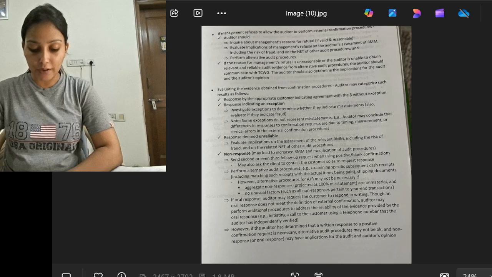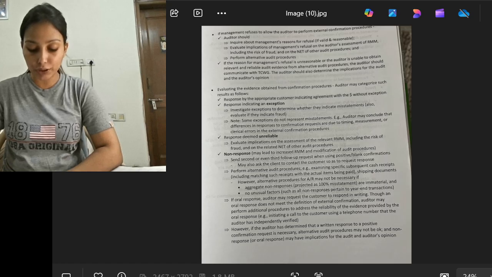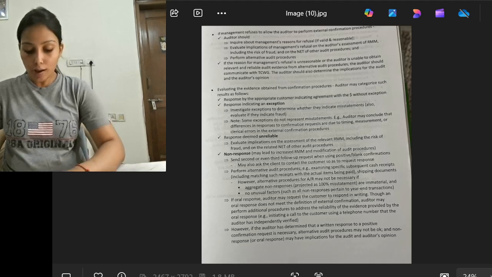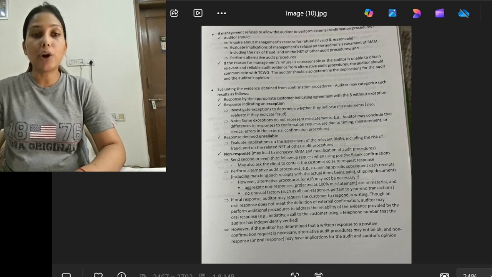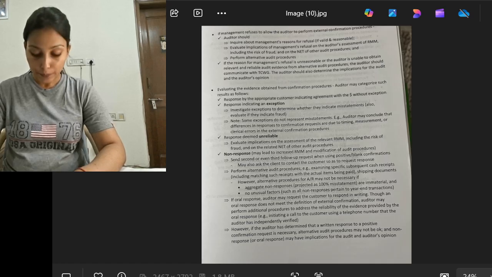Response deemed unreliable. So here, if anything is deemed unreliable, then the auditor should evaluate implications on the assessment of the relevant RMM, including the risk of fraud and the nature, extent, timing of the other audit procedures. Also, if there are no responses, then a follow-up should be sent to the customers, and the auditor should also perform alternative audit procedures in case confirmations are not received in the expected time.